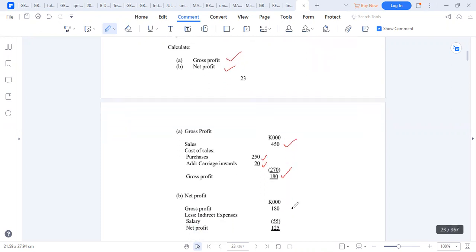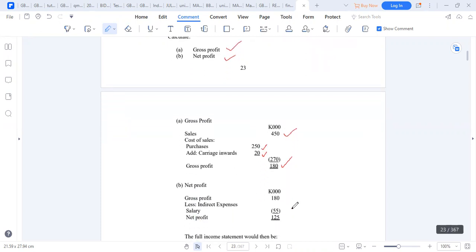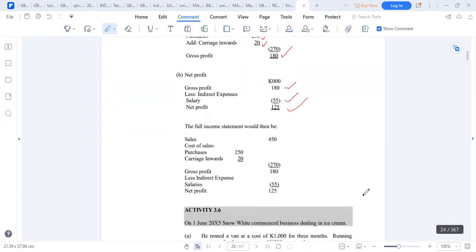Now, net profit is simply, even on your pay slip, what you get after all expenses are deducted. So our profit is 180. So the salary which was paid for this worker who works for us, which is 55 kwacha. So whatever remains is our net, it's our take home. So that is just a basic analysis of how our income statement must look like.